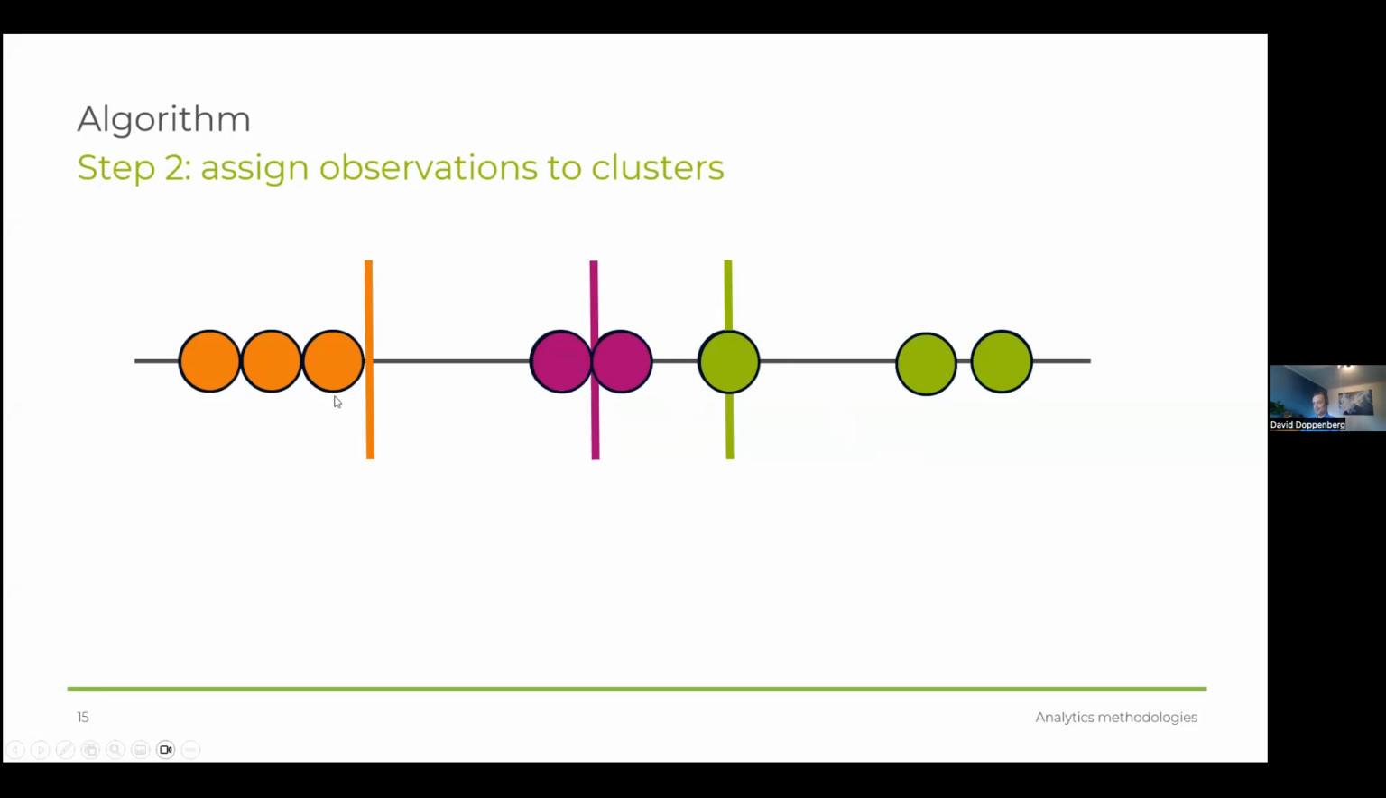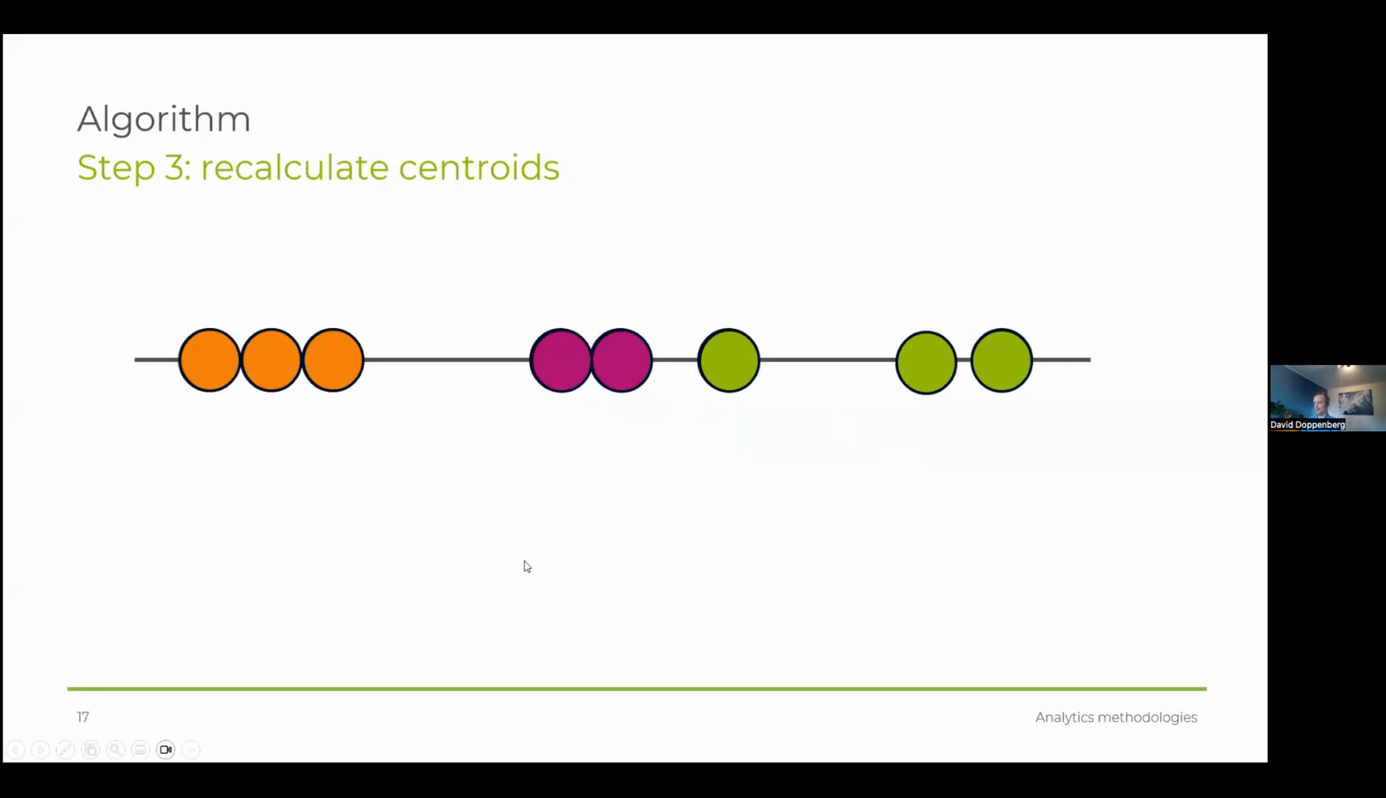Next step here is, because we now have assigned all observations to clusters, we recalculate the centroids. So we throw away the current centroids, and based on the observations in each cluster, we calculate the average. So the average of this cluster is exactly here. So this will be our new centroid. Again, I see a question: why 3 centroids? Because we picked k is 3. So that's it.